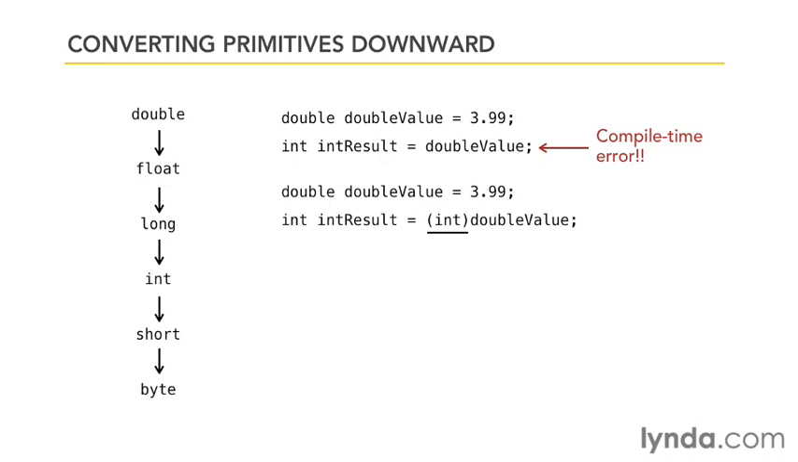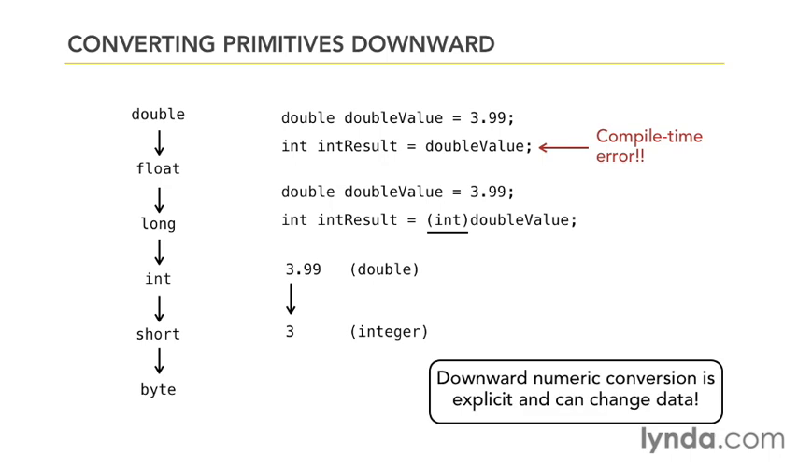You're still in danger of losing data. The value of 3.99, which fits fine in a double value, doesn't fit in an integer value, because integers can't have fractional amounts. So when you do this, you're going to truncate the value. It's going to end up as the value 3. But you've told the Java compiler that that's what you want to do, and so the compiler will let you do it. The double value will still be 3.99, but the integer will be 3.